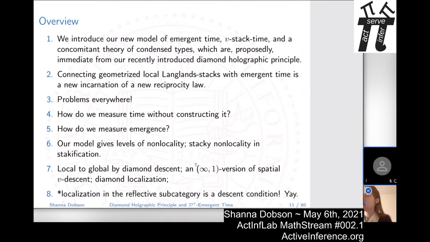So what's already neat is that, once again, when I talked about the emergence being built into the structure, this localization, those L maps in the reflective subcategory, it's already a descent condition. Whoa. So let's use these beautiful theorems and actually use them for phenomenology. And that's already a descent condition, so we're on our way, you know?